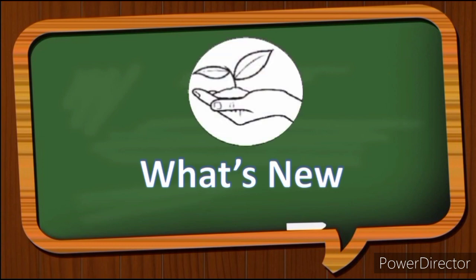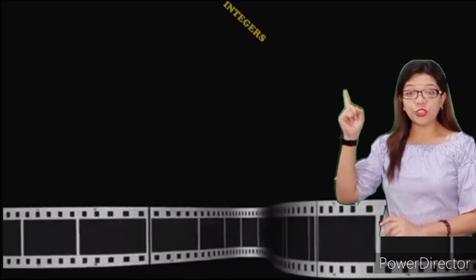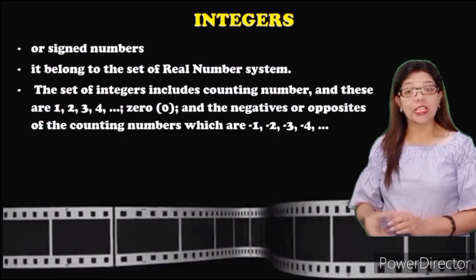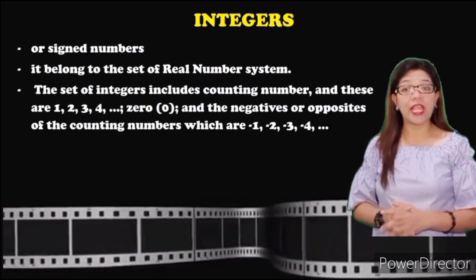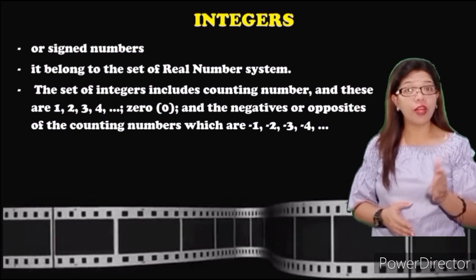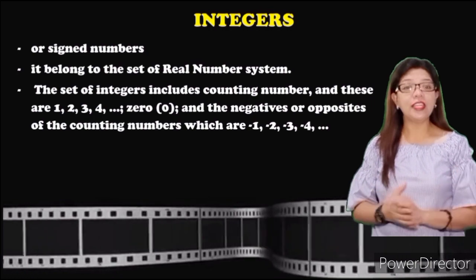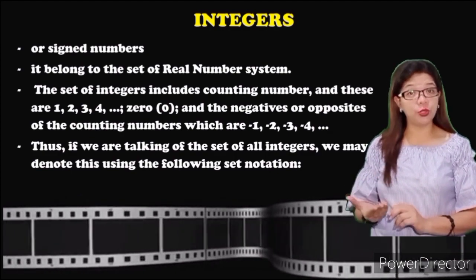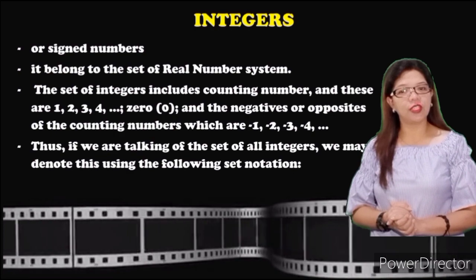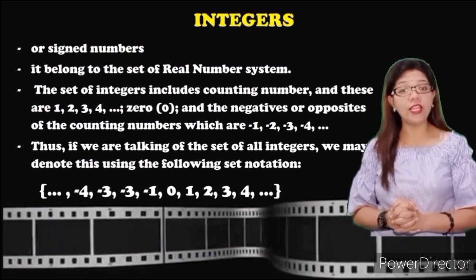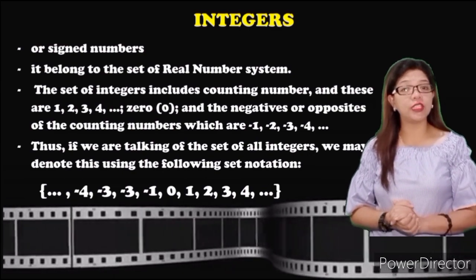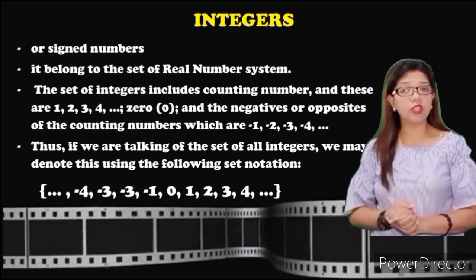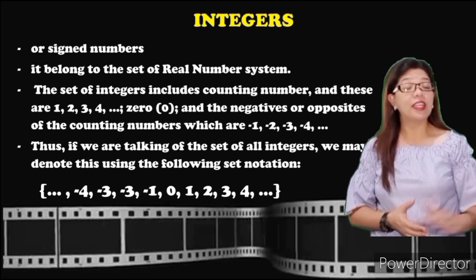What's new? Integers, or signed numbers, belong to the set of the real number system. The set of integers includes the counting numbers, which are 1, 2, 3, 4, and so on, and then 0, and the negatives or opposites of the counting numbers, which are negative 1, negative 2, negative 3, negative 4, and so on. Thus, if we are talking about the set of all integers, we may denote this using set notation: all the numbers before negative 4 and all the numbers after 4. These are integers.